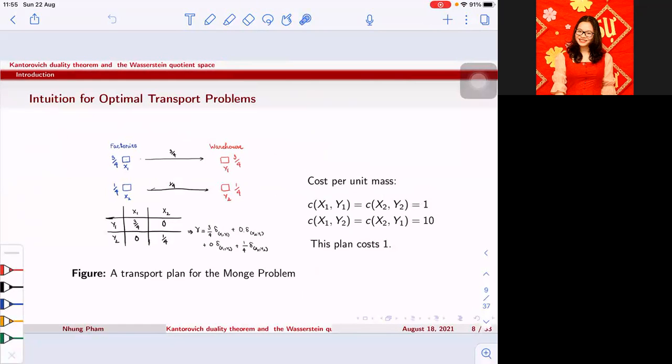Then for each journey, we have a cost per unit mass. In this case, the cost to transport a unit mass from X1 to Y1 or X2 to Y2 is 1. And the cost per unit mass to transport from X1 to Y2 and X2 to Y1 is 10. And according to this cost per unit mass, the Monge plan that I have just shown you costs 1.